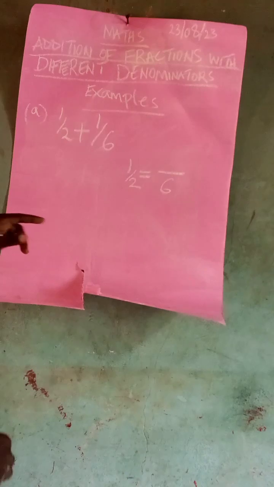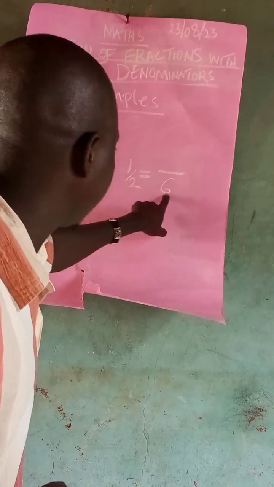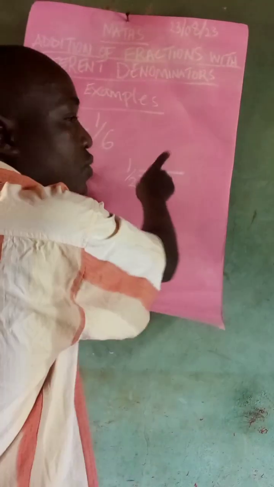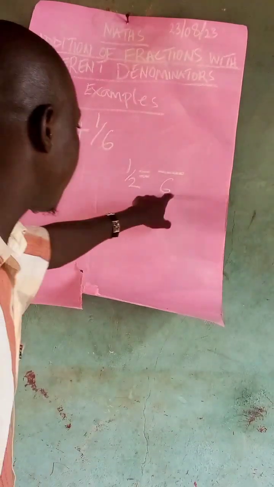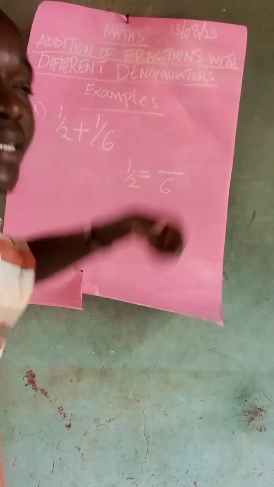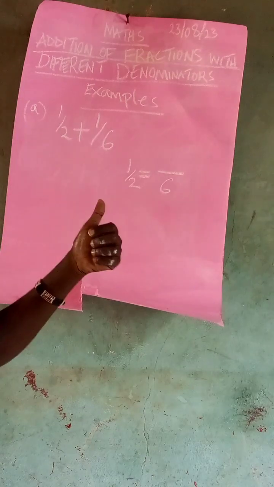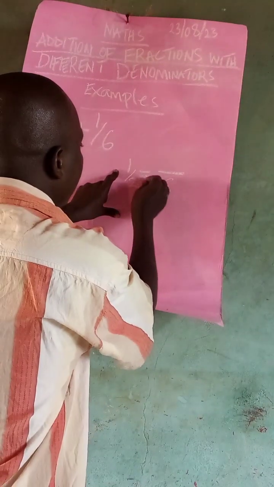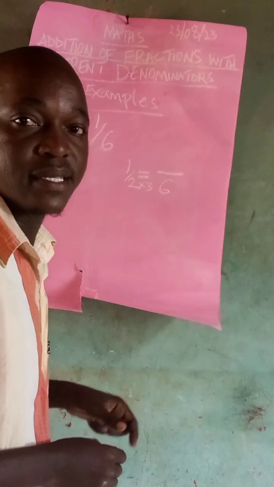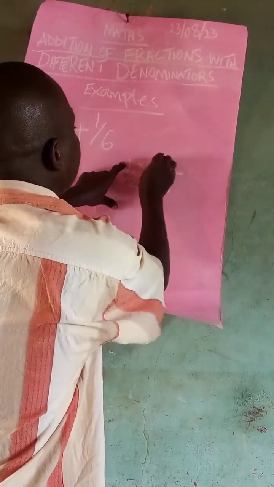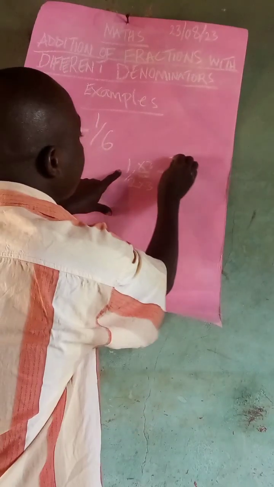And you ask yourself, 2 is equal to 6 here. What about 1 is equal to what? If 2 becomes 6, how many times has it gone? Did they multiply? Did they divide? What you come to realize is that they multiplied. They took 2 times 3 to get 6. So because 2 times 3 is equal to 6, here also you're going to multiply by 3. So 1 times 3 will give you 3.